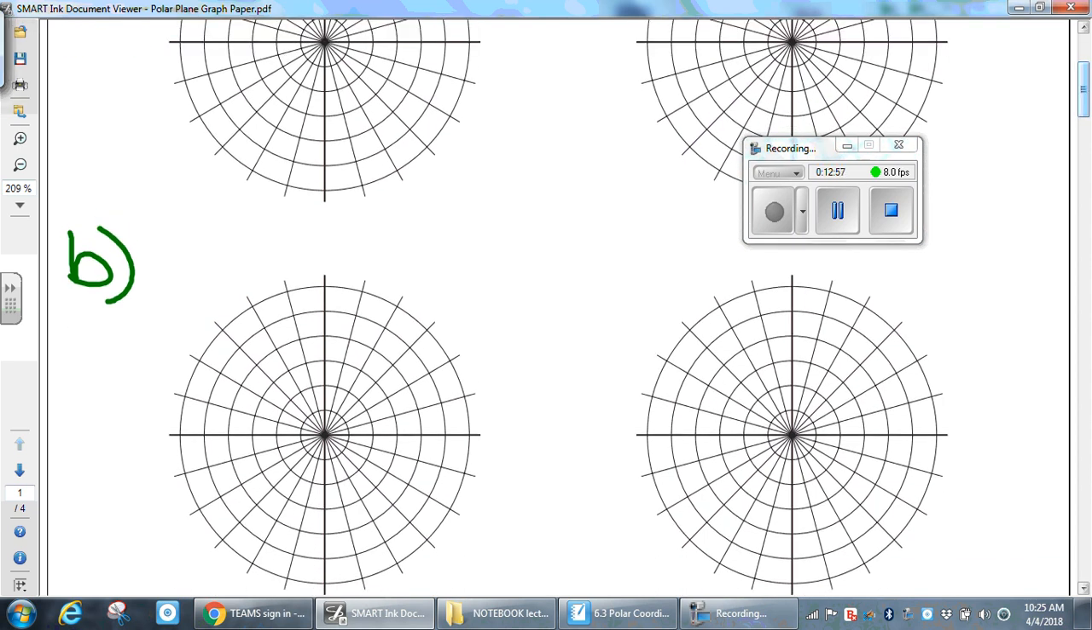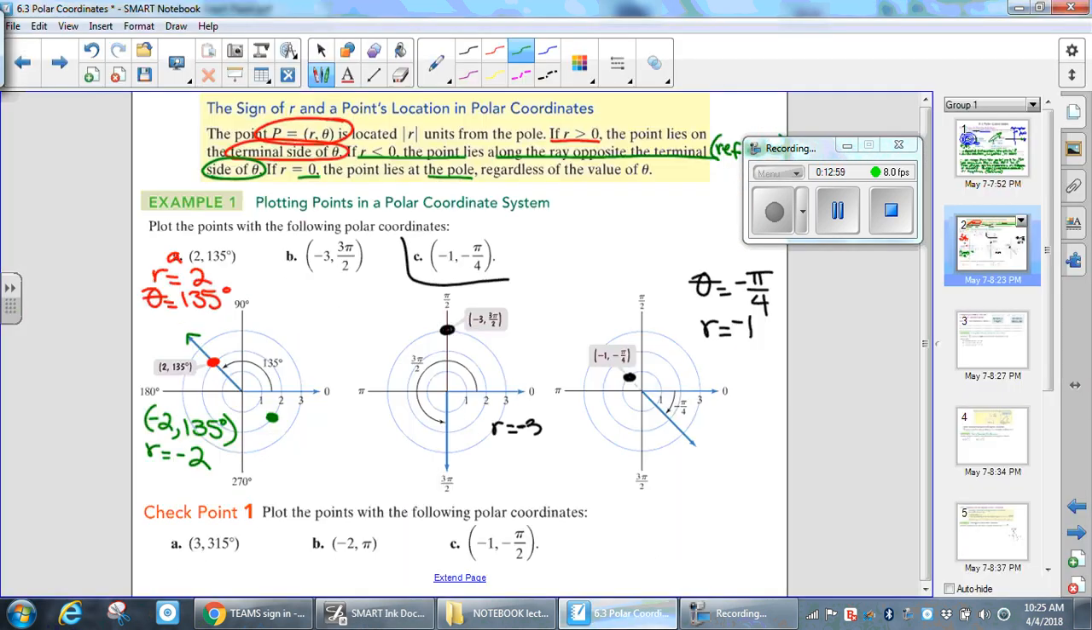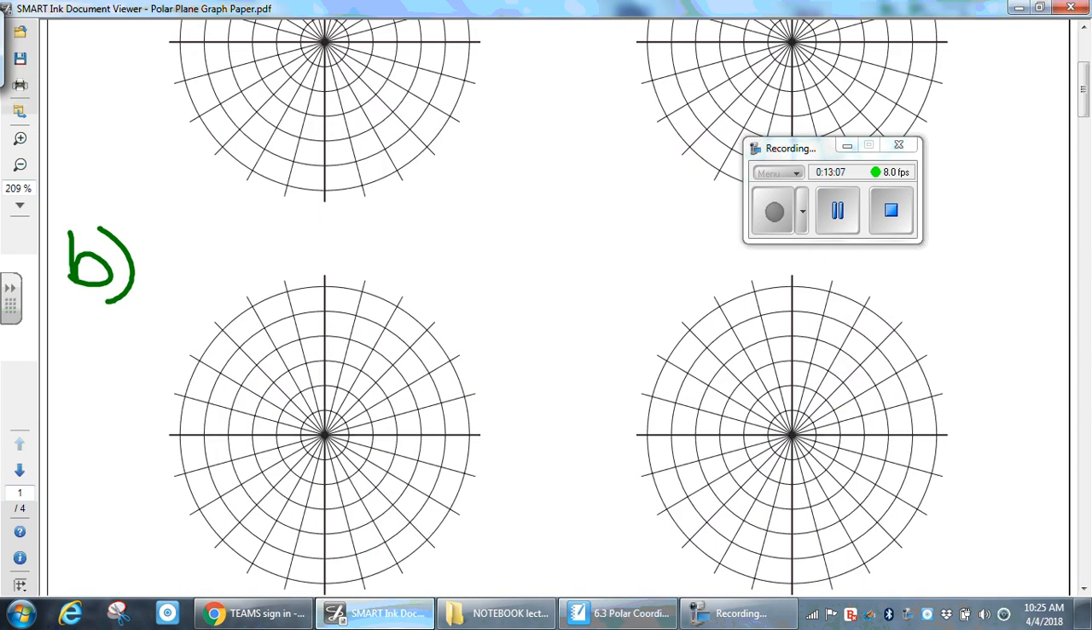What? Yeah, because they're... Oh, because it's 3. So first find the angle. Yeah.